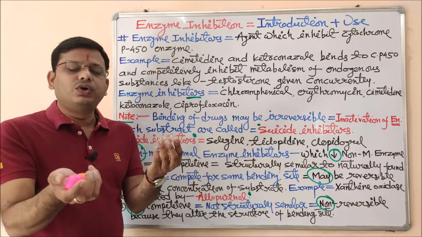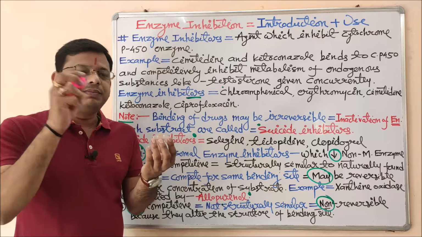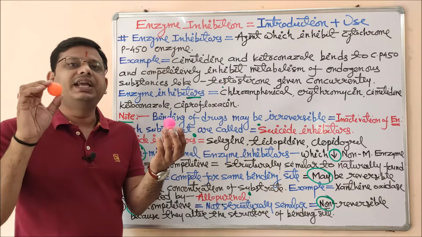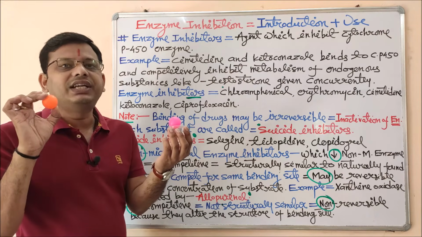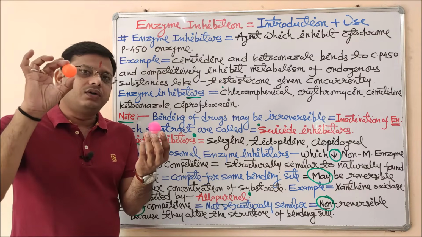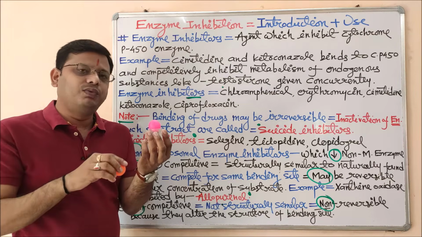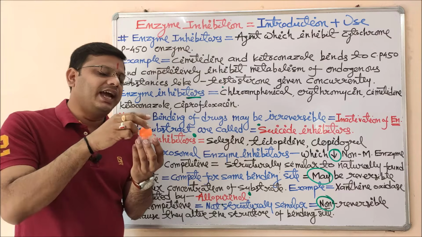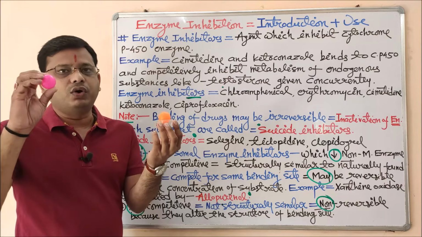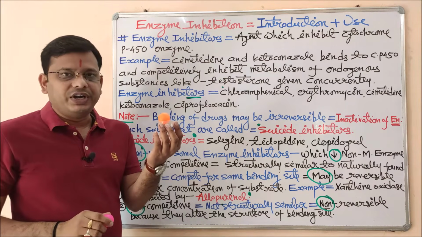But if there are two drugs, one is the main drug, and this one is the inhibitor, or we can say competitive inhibitor. So if this orange one has more potency, it will replace that one and take the place of the original one. So this is called a competitive inhibitor.